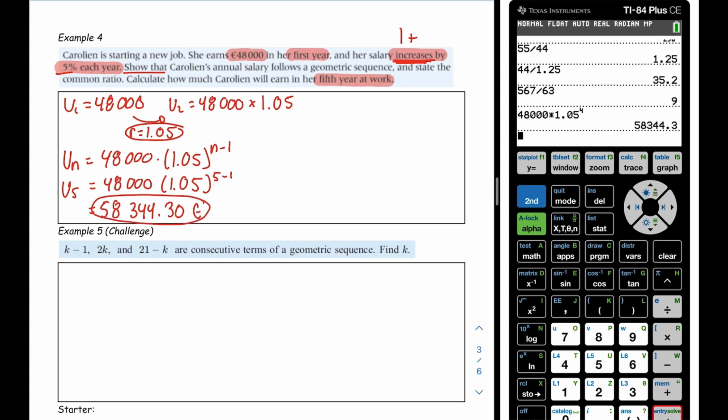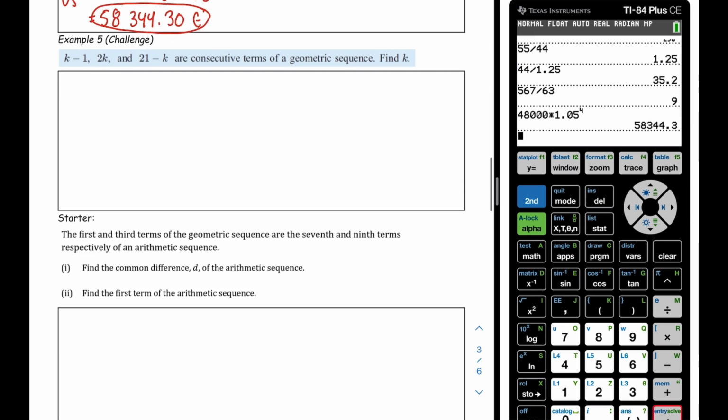Okay, now a little challenge to finish up for today's video. Example 5. Here are the consecutive terms of a geometric sequence. Find what k is. Consecutive terms mean that they're following each other one after the other. So we could have technically u1, u2, and u3, or we could have u10, u11, and u12, right? They're following each other. That's what we need to know.